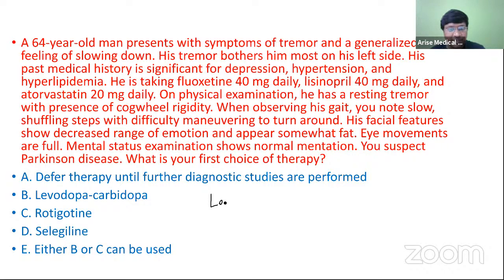Now, I will ask you one more question. In the place of carbidopa, is any other peripheral decarboxylase inhibitor added to levodopa? Any one of you? In the place of carbidopa, can any other peripheral decarboxylase inhibitor be added? Yes or no? If yes, what is the other peripheral decarboxylase inhibitor in the place of carbidopa? Can anyone answer this?